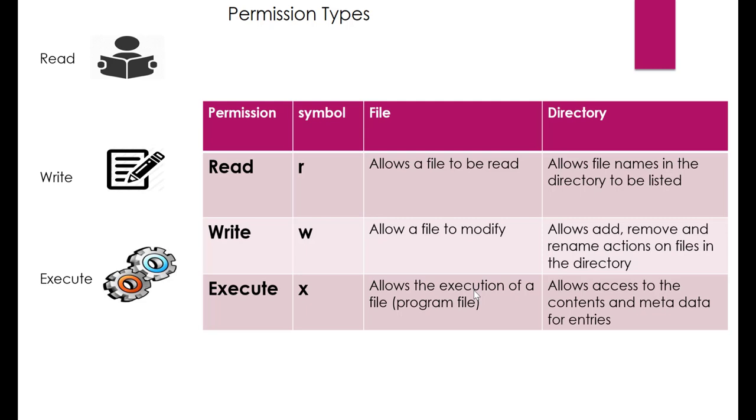A write permission for a file allows the file to be modified, whereas a write permission for a directory allows add, remove, and rename actions on files in the directory. An execute permission for a file allows the execution of a file, like a program file or script file, whereas an execute permission on a directory allows access to the contents of the directory. So these are the main differences in terms of read, write, and execute permission on files and directories.